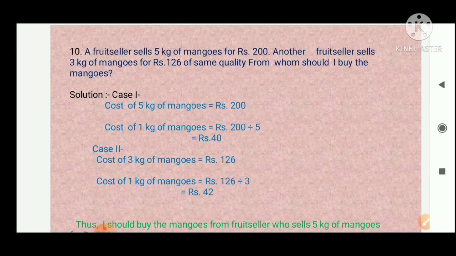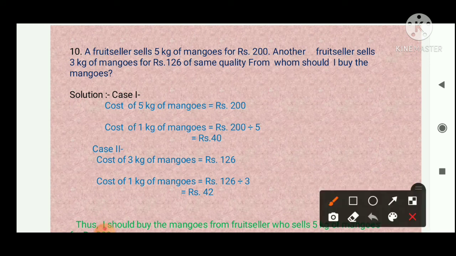Now see last word problem. A fruit seller sells 5 kg of mangoes for 200 rupees. Another fruit seller sells 3 kg of mangoes for 126 rupees of the same quality. Then from whom should I buy the mangoes? See student, in this word problem 2 cases are given. In first case, a fruit seller sells 5 kg of mangoes for 200 rupees. Here the cost of 5 kg of mangoes is 200 rupees. So we find the cost of 1 kg of mangoes by dividing 200 by 5.